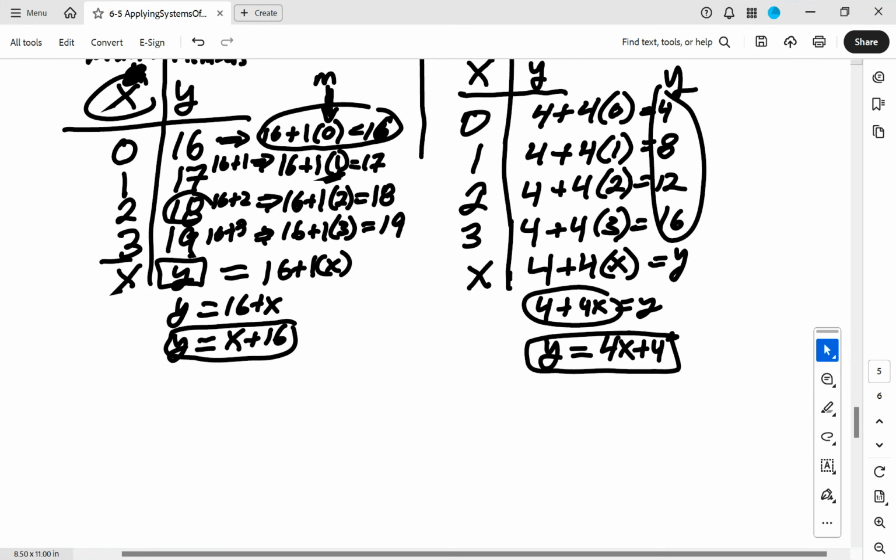So we have these 2 equations. What we need to do now is to solve them. So let's write them both over here. Y equals x plus 16. Y equals 4x plus 4.